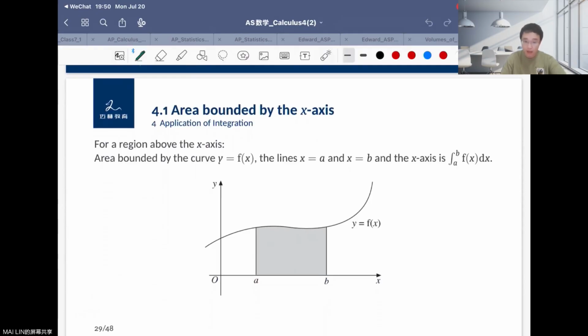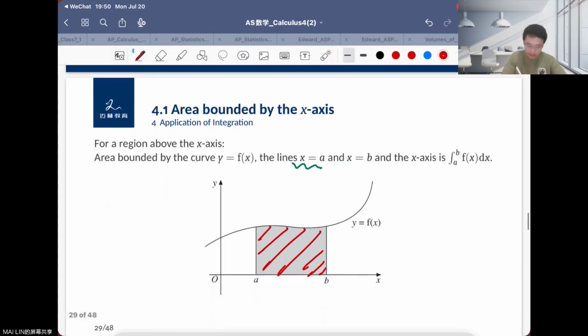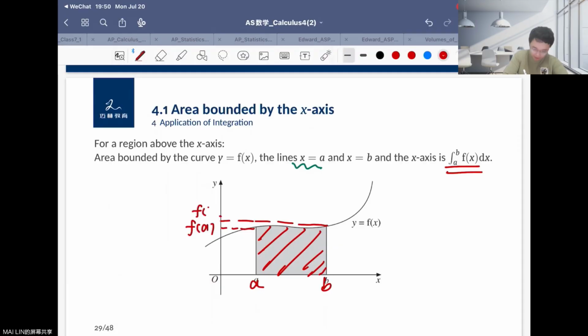You can see in the graph we have y equals f(x), and we can say that here is the area between a and b. Here is a, here is b, and we can call this area the integration from a to b of f(x) dx. For a and b, we can also mark f(a) and f(b). So maybe you have a question: why is the area equal to the definite integral?